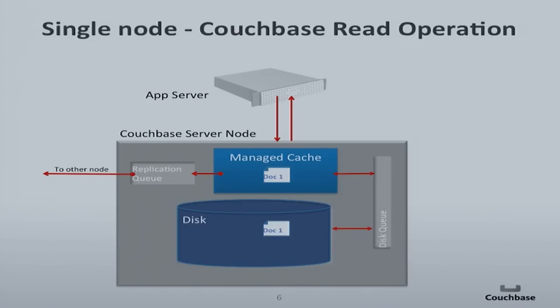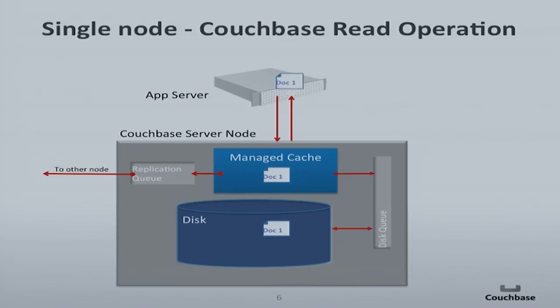Now, imagine we want to read a document. It's stored in the managed cache and on disk because we persisted it. And if we want to read it, the first possibility is that we already have it in RAM, and we get it back to you as fast as we can. But a lot of customers or users of Couchbase have the use case that they have what we call a disk greater than memory scenario.